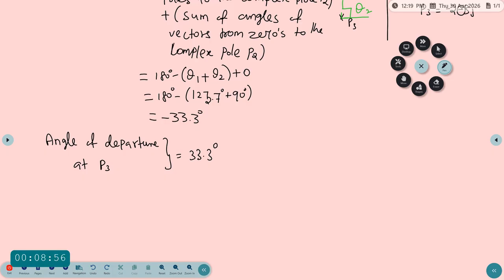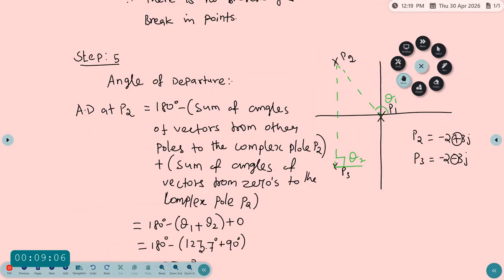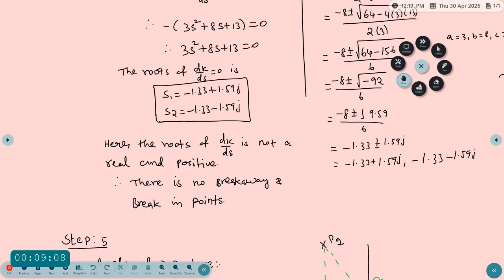Now that is over. Now what should we do? We should mark this angle of departure in our graph sheet. We already have the graph, so I am going to take that graph.